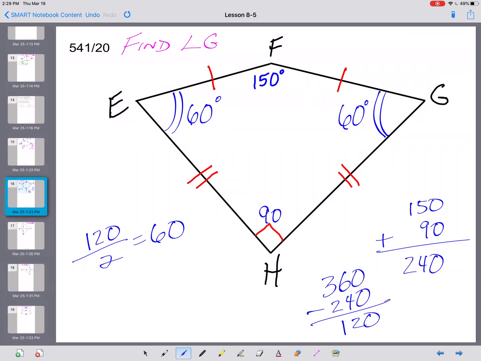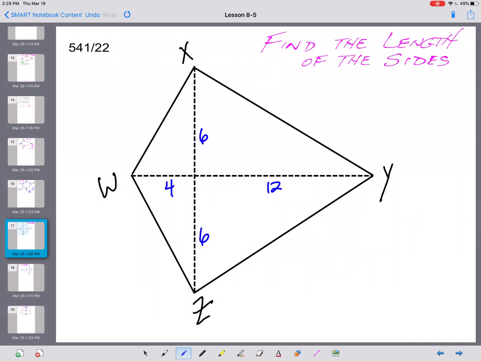Keep on going here. We've got a kite. We need the side lengths. Well, what do we know about the diagonals in the kite? Now, we do know this, of course, about the sides. We know this side is equal to that. We know this side is equal to that. But what do we know about the diagonals? Yeah, they're perpendicular. We've got perpendicular diagonals. That means we've got right triangles. You got right triangles? You can do Pythagorean theorem. Let's do it right here.